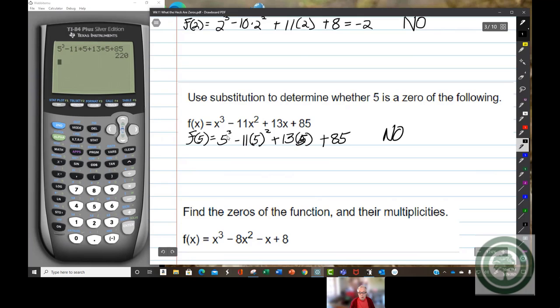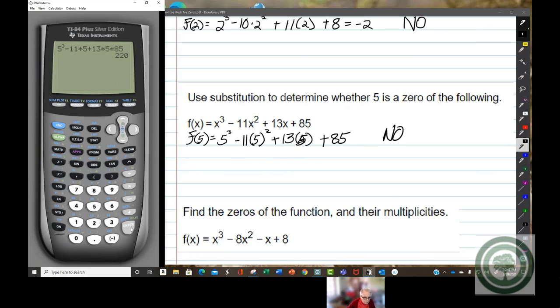5 to the third power minus 11 times... Wait a minute. I forgot to square the 5. Now, I'm going to insert a second power there, right after the 5, by going second, insert, squared.